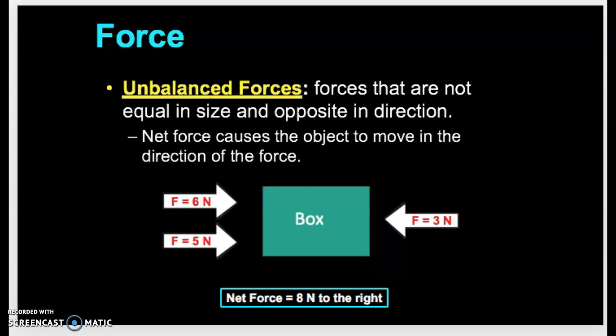Now, unbalanced forces mean that they're not equal on both sides and that they're still going in opposite directions. So let's say that we have 2 students on the left. One's pushing at a force of 6 newtons and the other is pushing at a force of 5 newtons, and they're both pushing towards the right. Well, that third person is on the right side of the box and they're only pushing with a force of 3 newtons to the left. That box is going to slide to the right because it has a total force of 11 newtons on the right and 3 newtons on the left, and we have to subtract. So 11 minus 3 is 8, and it's going 8 newtons to the right.